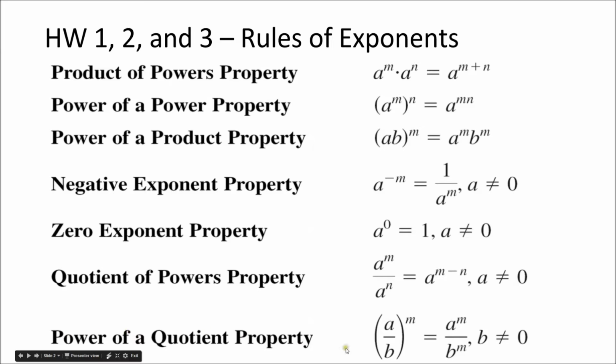And then the power of a quotient property is actually the same thing as the power of a product property. Here we were multiplying inside the parentheses, and then we had to raise each one to the m power. Well, here we're dividing inside the parentheses, and so you have to raise each one to the m power. So this really works exactly the same way as this. We're just dividing instead of multiplying.